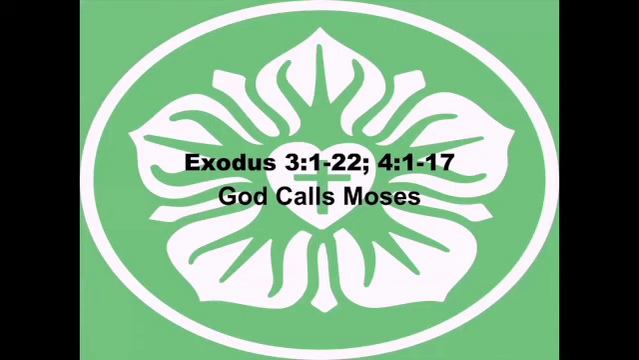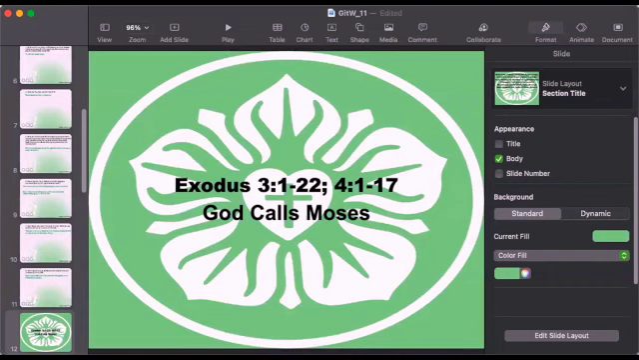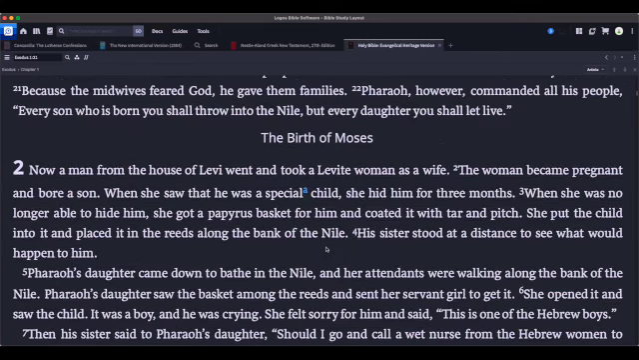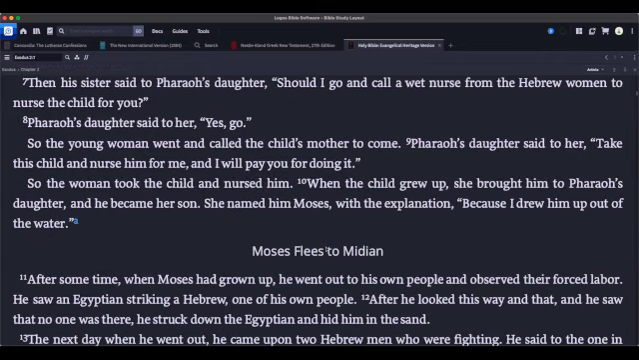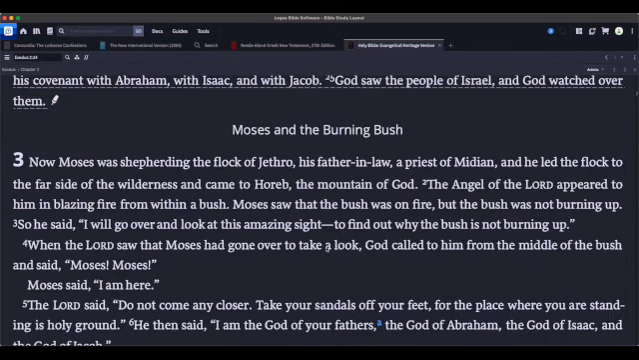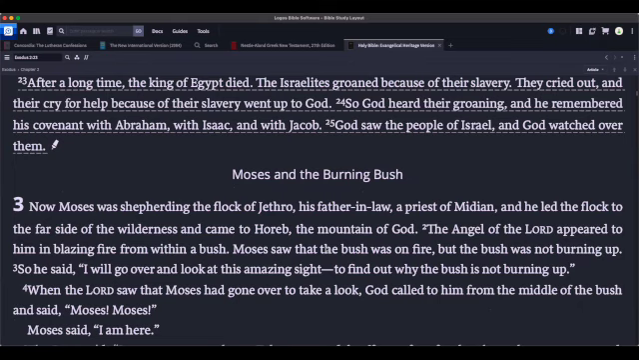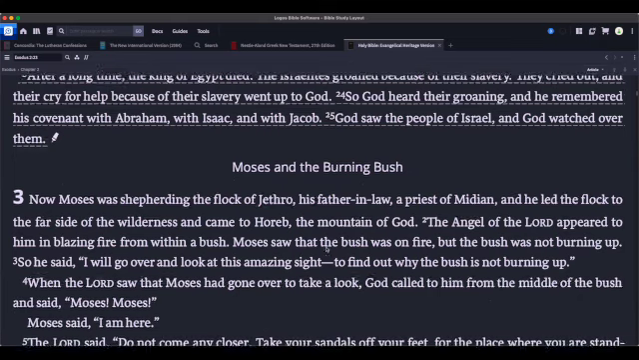Next one, Exodus chapter 3. All right. Yeah, I skipped over Exodus 2.